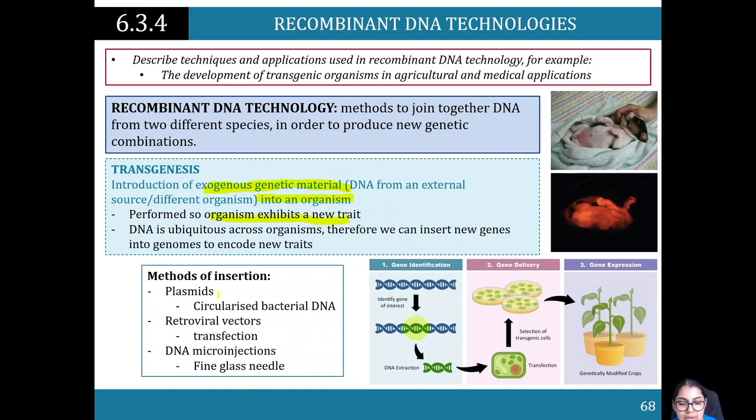We can do it through plasmids, retroviral vectors, or DNA microinjection, which uses a fine glass needle. This can be done for agricultural and medical applications. We begin by identifying a gene of interest. We extract that gene, deliver it, put it in a culture, and then we can grow it so that we have a genetically modified crop.